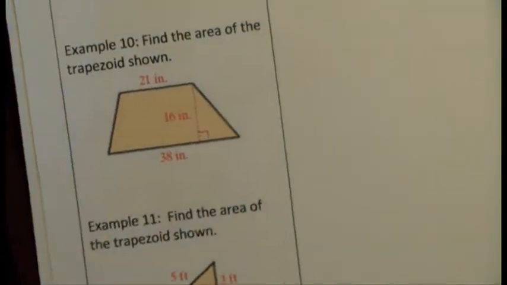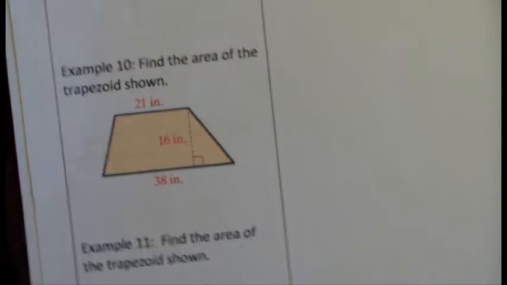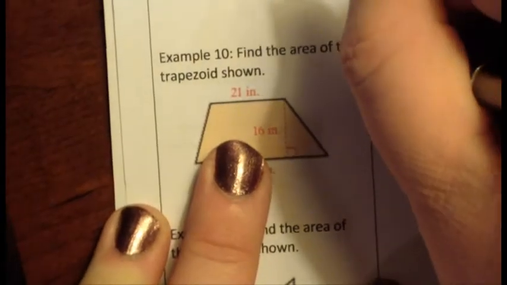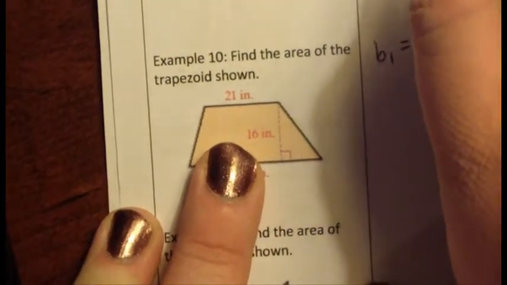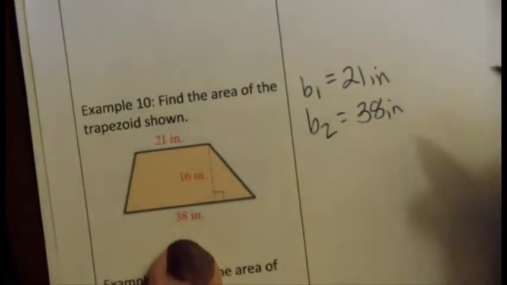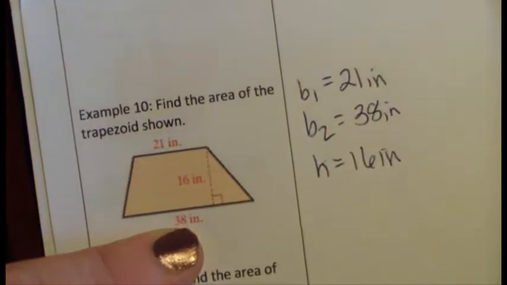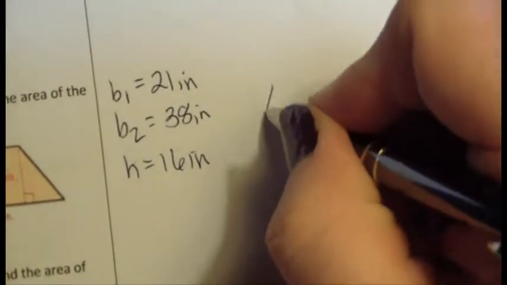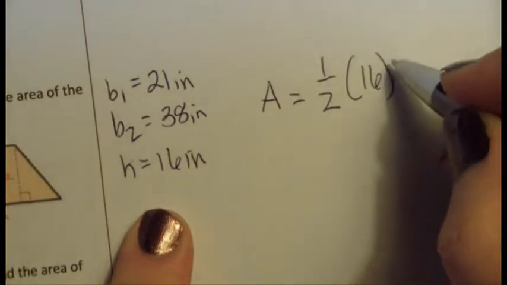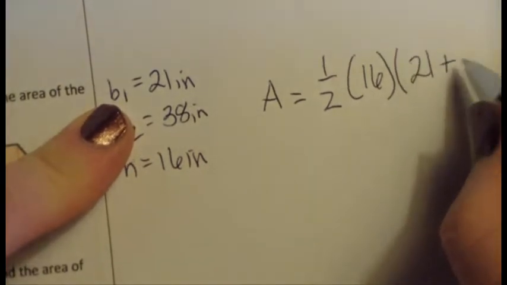Okay, so example 10, we're finding the area of the trapezoid shown. Basically, we just need to plug things into our formula. Base 1, we can say, is 21 inches. Base 2 is 38 inches. And the height is 16 inches. And so the formula, if you don't remember, is 1/2 times the height, so 16, and then the sum of the bases, so 21 plus 38.